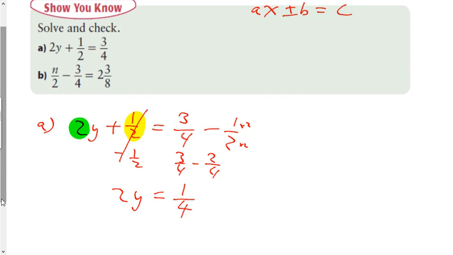What am I going to do to both sides now, algebraically, to isolate y? I'm going to divide both sides by 2. Over here, I show it like that to get y. But over here, I'm actually going to show my divided by 2 like this. Right? Because I'm working with fractions.